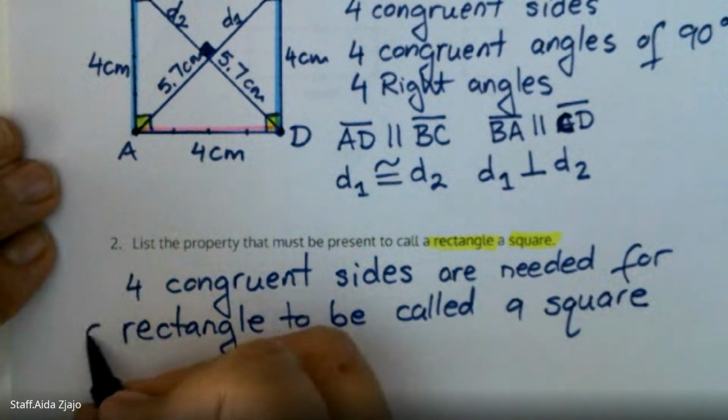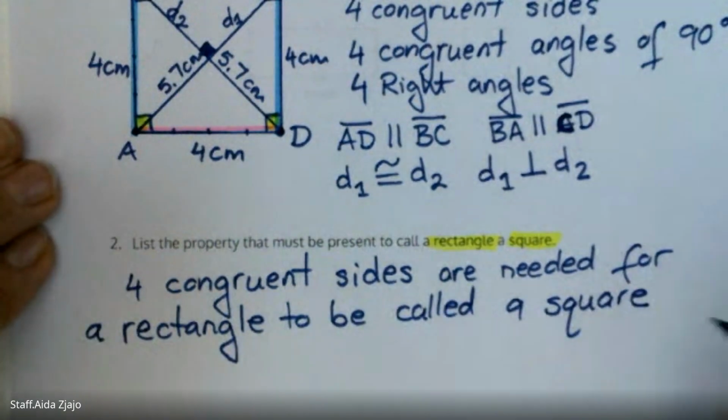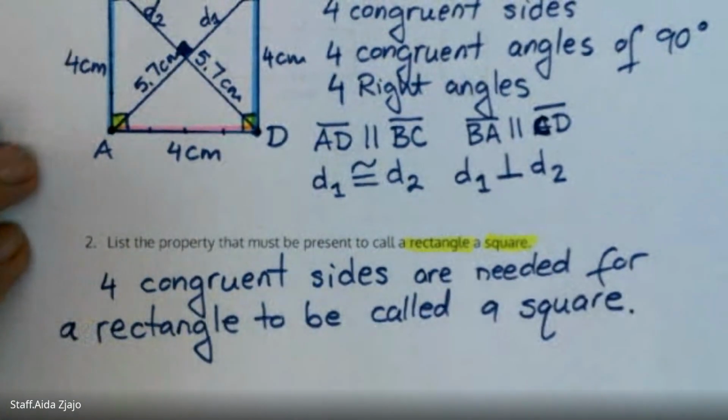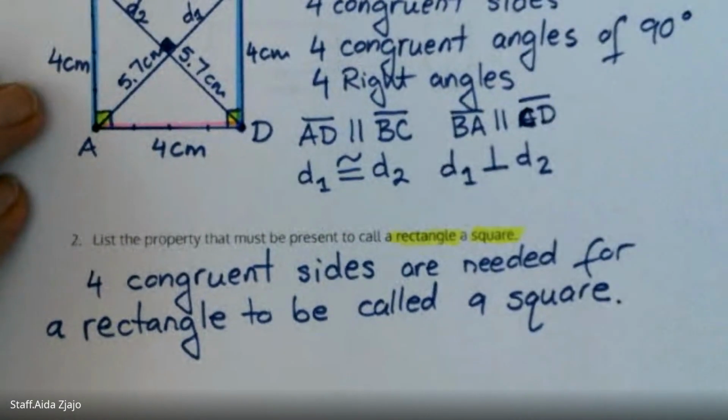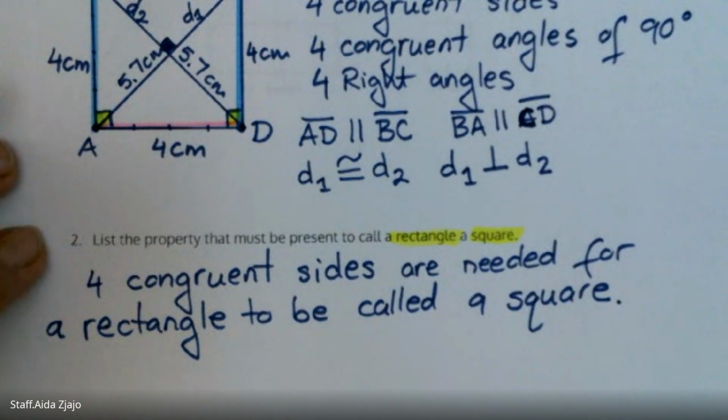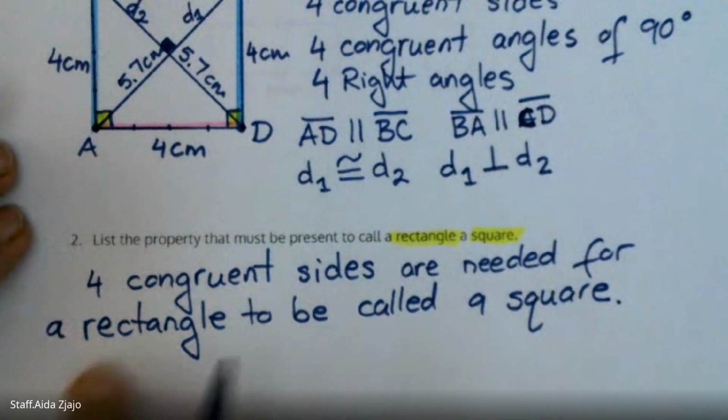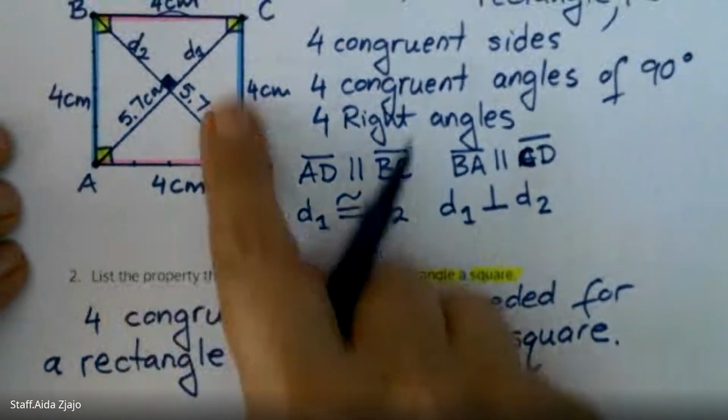Okay, so that's in my own words. A square is a rectangle because the property of a rectangle is that you have to have four right angles. So a square has four right angles, so it is a rectangle. But if a rectangle needs to be called a square, it also has to have four congruent sides, which is this.